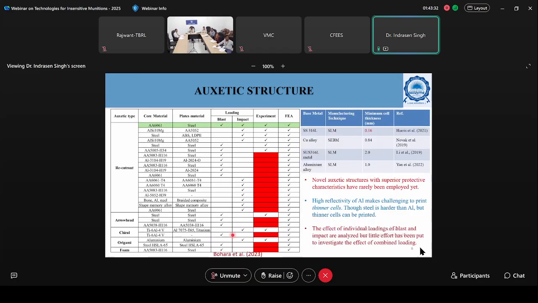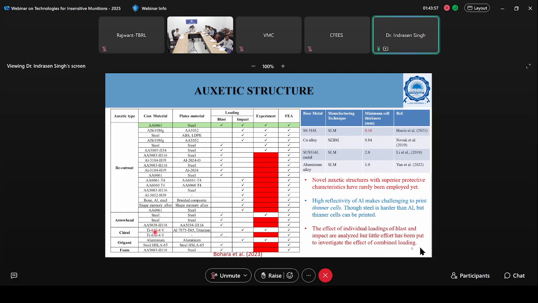So in this table, I have summarized the auxetic structures used, the material used for their manufacturing, the material used for the core, the material used for face plates, the type of loading they have studied, blast loading or impact loading, and how they have studied it, through experiment or through simulation. The first observation is that mostly people have used aluminum alloy here, a few authors have used steel, and a few have used titanium alloy also.